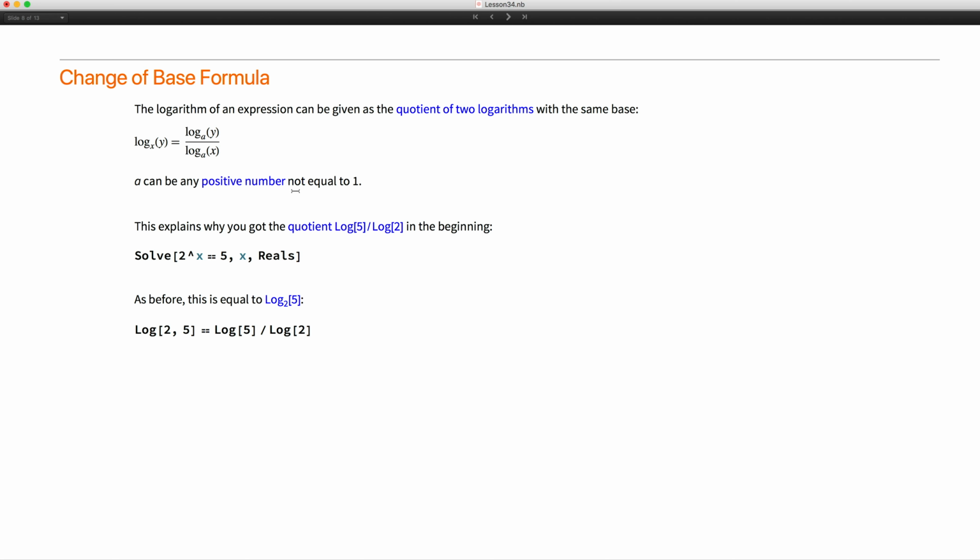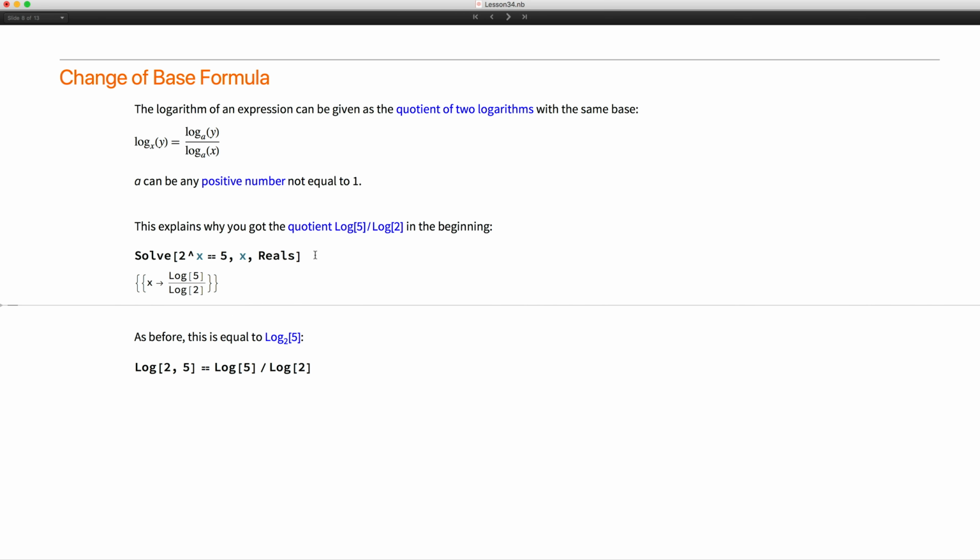Now, an important rule is the change of base, where if you have a base x, you can change to base a by this kind of a quotient. So the logarithm of y to the base x is the logarithm of y to the base a divided by the logarithm of x to the base a. Okay, so for example, when you get back this answer from Solve, then that really is the logarithm of 5 to the base 2.